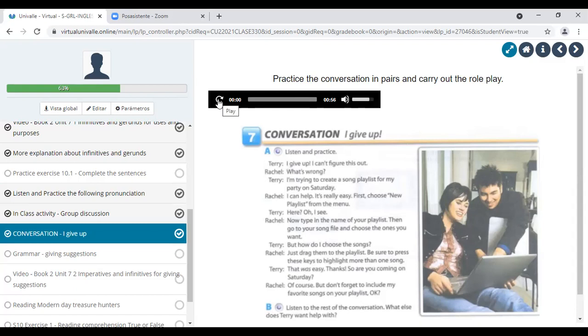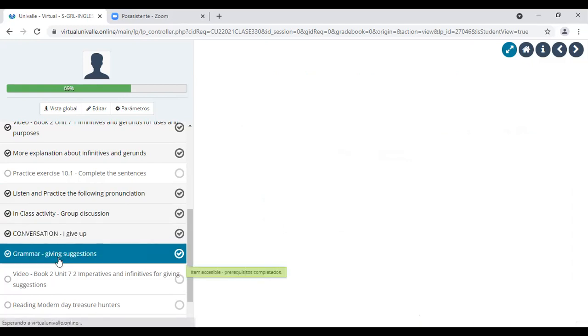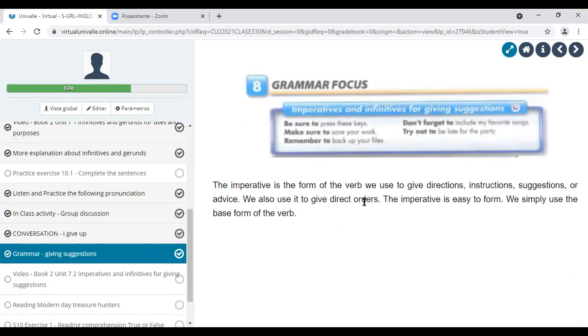Okay, guys, thank you very much for your attention. Also for this session, we're going to be learning about giving suggestions. We have imperatives and infinitives for giving suggestions.